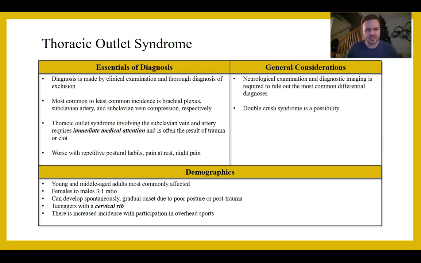Demographics here: young and middle-aged adults are most commonly affected. Females are more likely, at a 3-to-1 ratio compared to males. Teenagers who get diagnosed with a cervical rib might be experiencing thoracic outlet syndrome because it's one extra bony piece of anatomy in a tightened space. This is just a variation of normal. Your C7 has a rib attached to it, much like a first rib. And of course, incidence is common with participation in overhead sports.